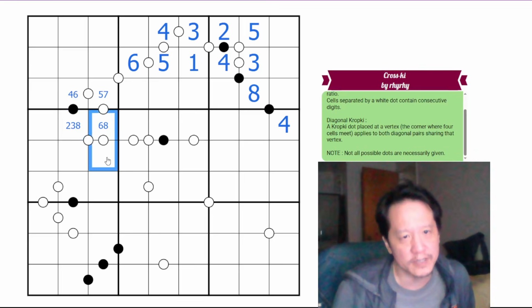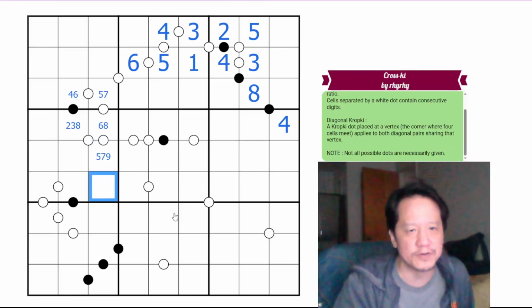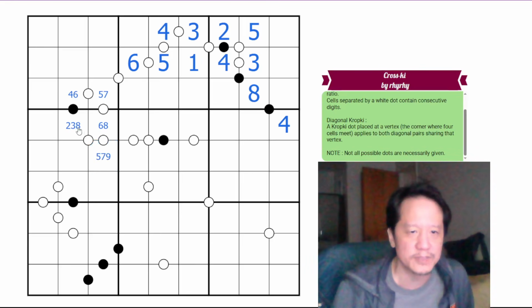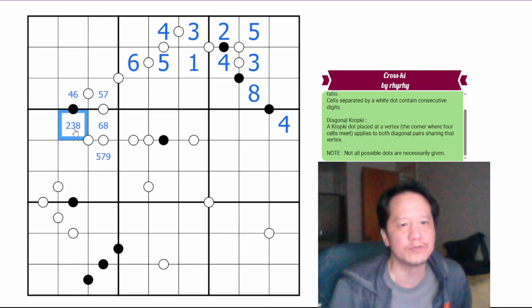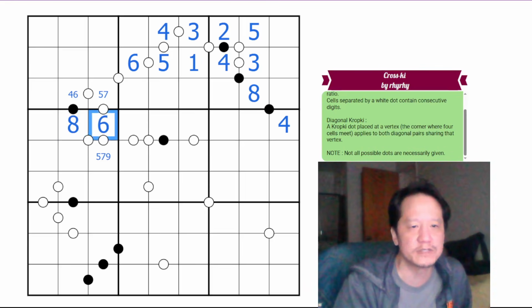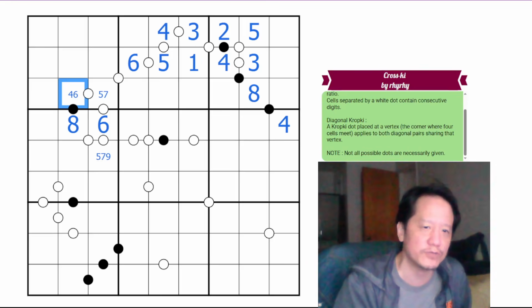These are consecutive. So 6 and 8 can only be with 5, 7, or 9. Well, these digits must be consecutive with that cell, but 5, 7, and 9 cannot be consecutive with 2 or 3, so this has to be 8 here. So this is 8, which makes this 6. 8 is in a 1 to 2 ratio with 4.